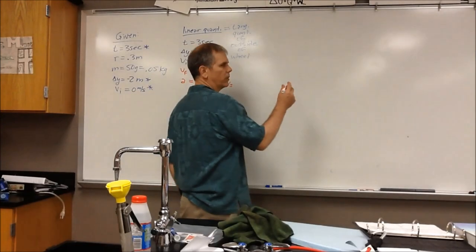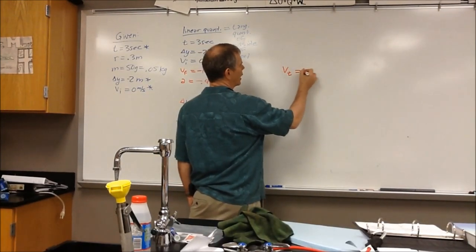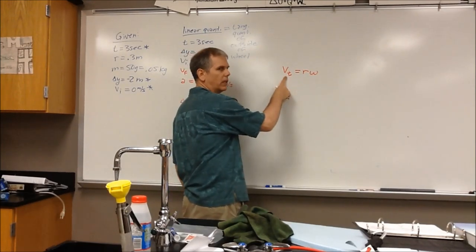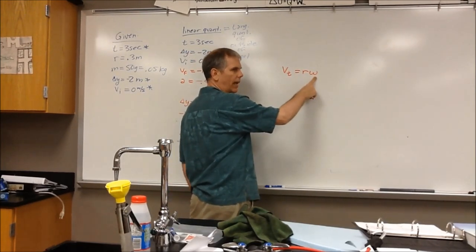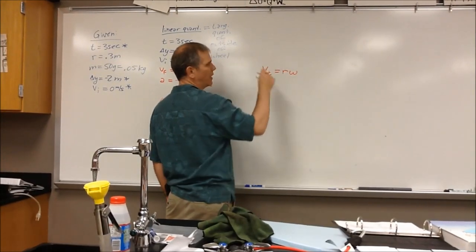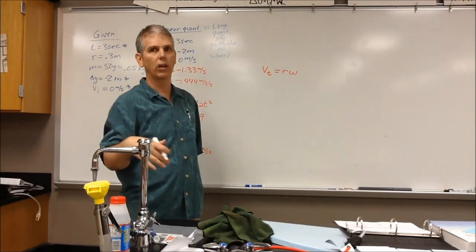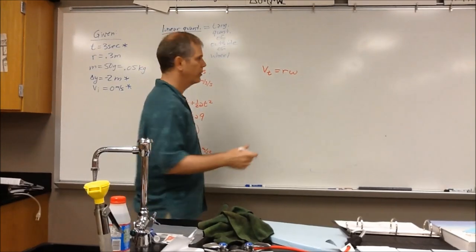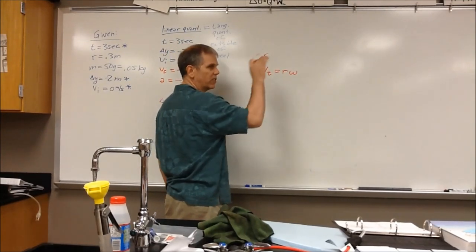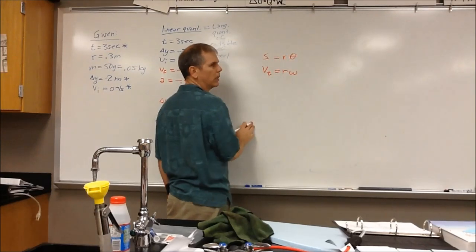So, we did this earlier. We especially did this one where v_t equals R omega. Do we kind of remember that? Our tangential speed is R times our angular speed. Now, what we did back there is we said that our distance around the outside of a circle, which algebraically we call arc length, and we use the letter S, that's the distance on the outside of the wheel. That equals R theta.